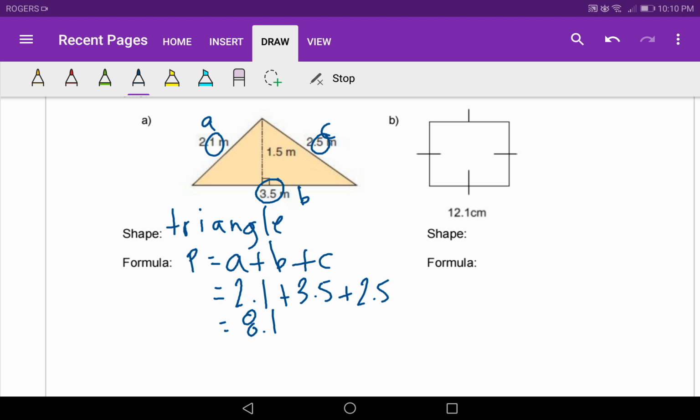Now don't forget your units. We're using meters here, so it's meters. Put a box when you have found that.